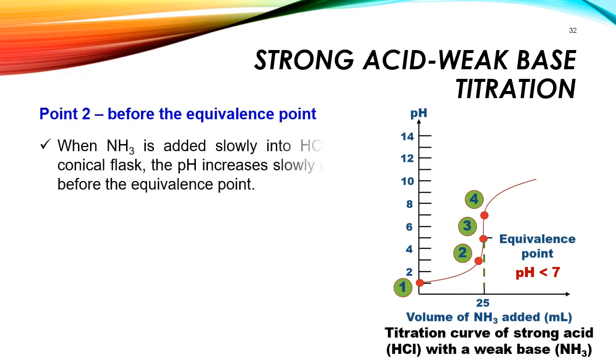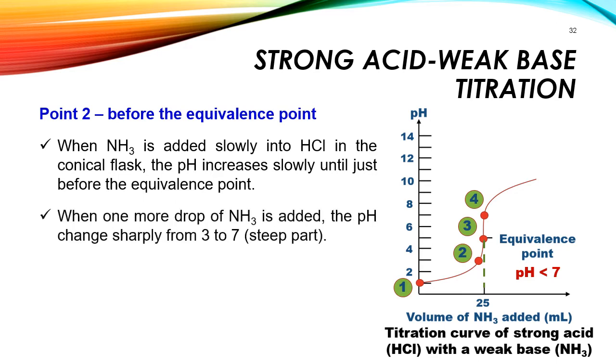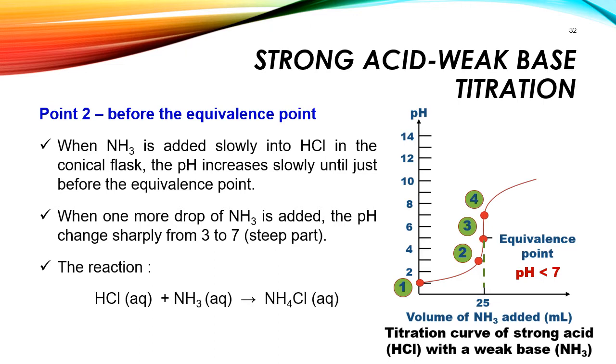At point 2, when ammonia is added slowly into the hydrochloric acid in the conical flask, the pH increases slowly until just before the equivalence point. When one more drop of ammonia is added, the pH changes sharply from 3 to 7, which we can observe at the steep part of the titration curve. The reaction that occurs in this titration is the hydrochloric acid reacting with ammonia to give the salt ammonium chloride.